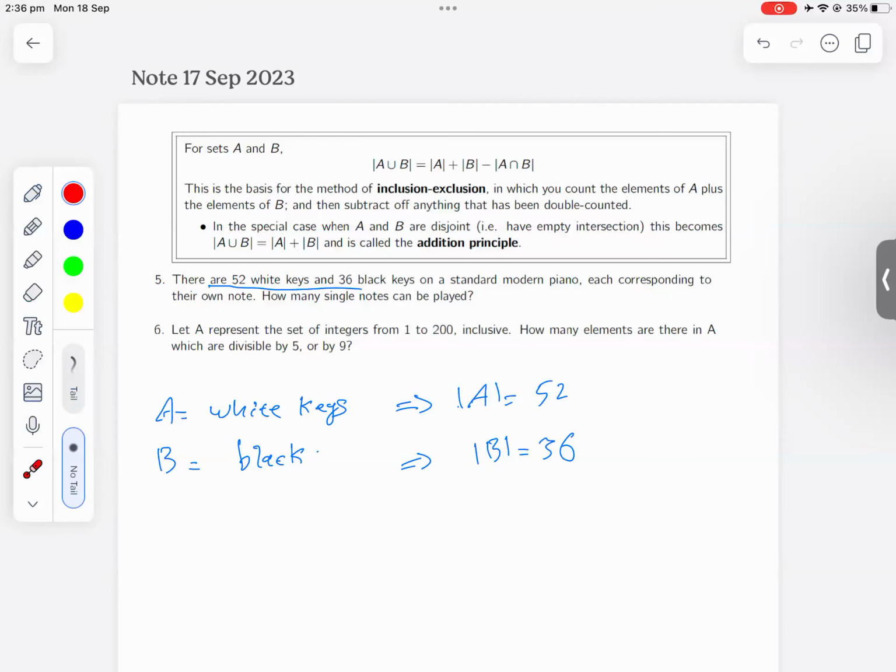So we follow the inclusion-exclusion principle. So we're going to have A, B, and what about A intersection B? We can understand easily that this is the empty set, because we don't have a key that is black and white at the same time. So A union B will be 52 plus 36.